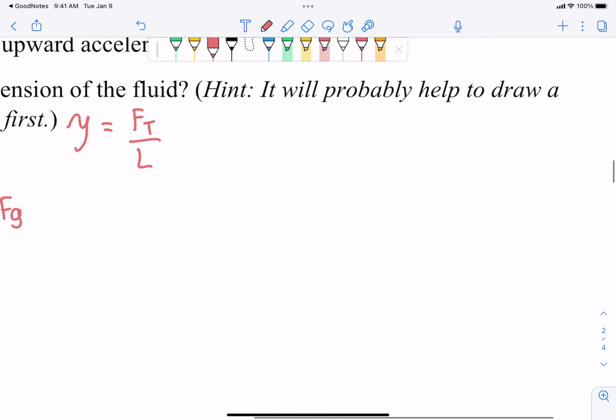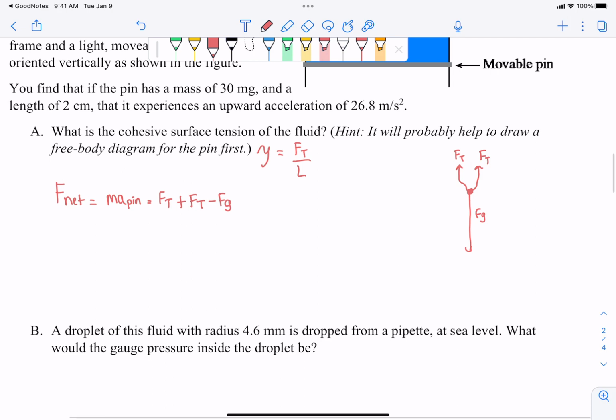So if you were to imagine it, if you were to draw a free body diagram, it'd sort of look like this. So force of tension there and another force of tension here, right? And then gravity pointing downwards. That's a little impromptu free body diagram. You don't need to draw one. It might help you visualize it a little bit more.